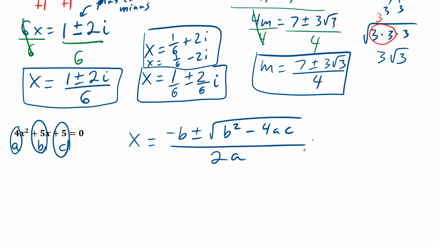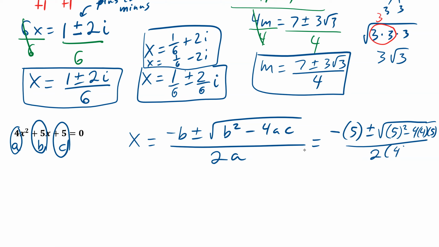All right, so let's plug this in. Negative 5 plus or minus. See, those are plus or minus just like before. And then 5 squared minus 4 times 5, all over 2 times 4. Now, again, that radical is the hardest part of these problems. So that's why we always still write it off to the side.